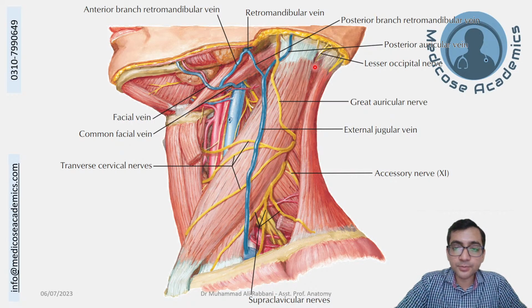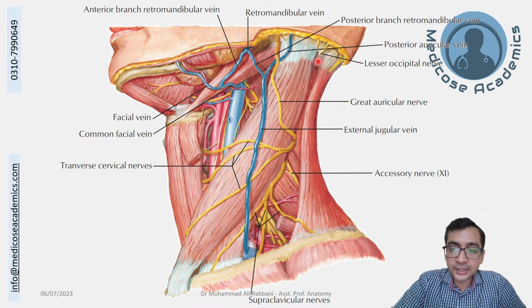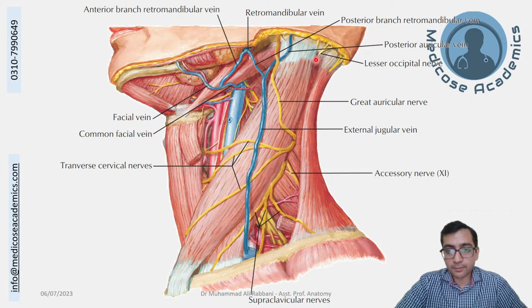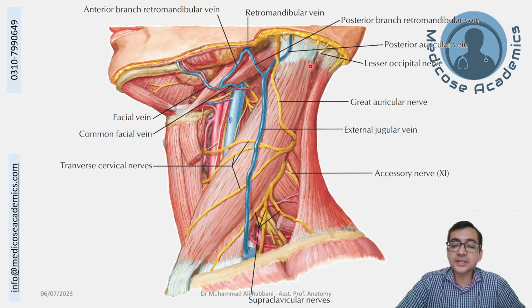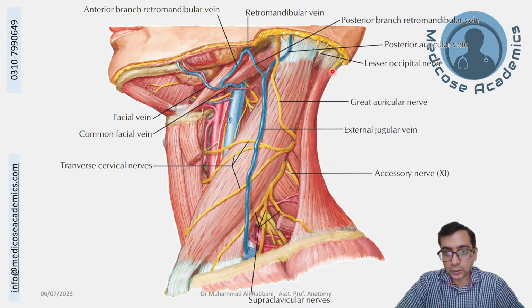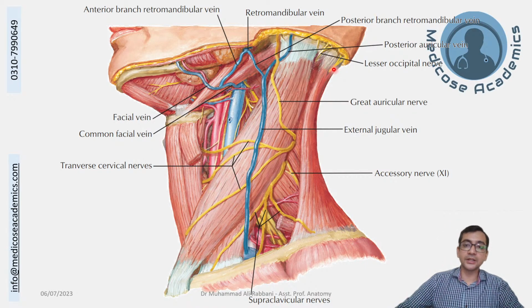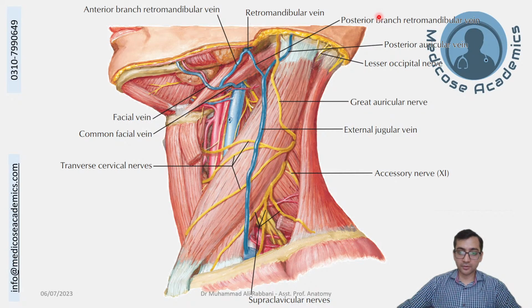You can see lesser occipital. It usually leaves the posterior margin of the sternocleidomastoid just at its point of origin here. And here you can see, it is not labeled right now, you can see my pointer, this is the greater occipital nerve that will go up to the level of the vertex. So these are the nerves that are shown here, and all of these are present in the subcutaneous tissue.